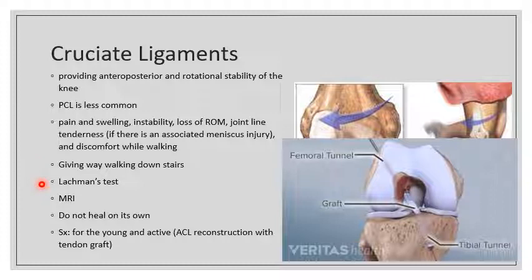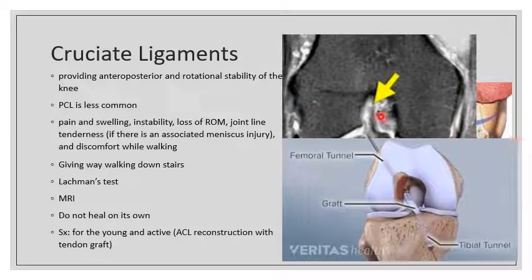And Lachman's test is the most sensitive test you can use in your physical exam. On MRI, you can see a complete tear of your ACL as well as bone bruising. And it's important to note that cruciate ligaments do not heal on their own. That's why you have to do an ACL reconstruction. So this one, you can see a tear.